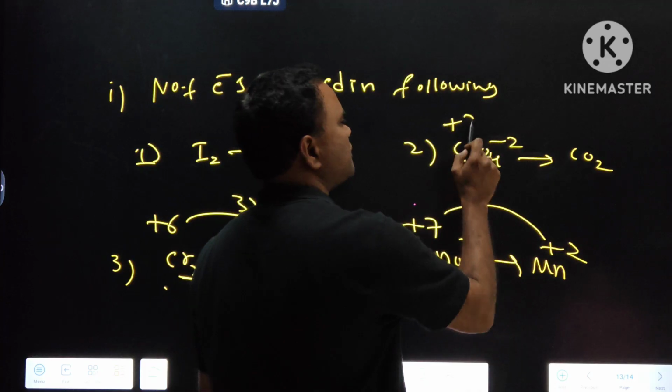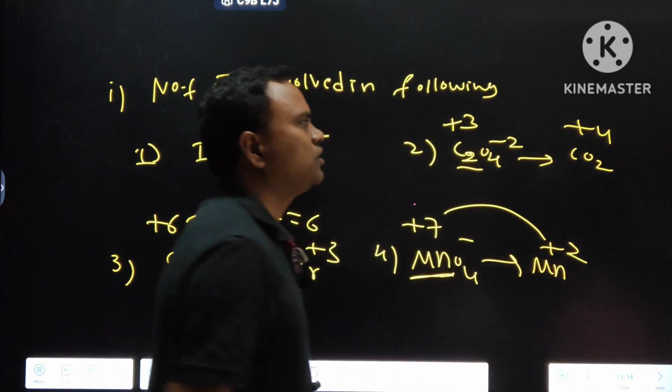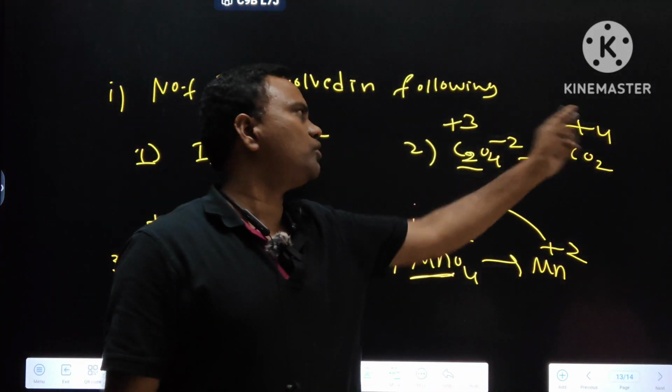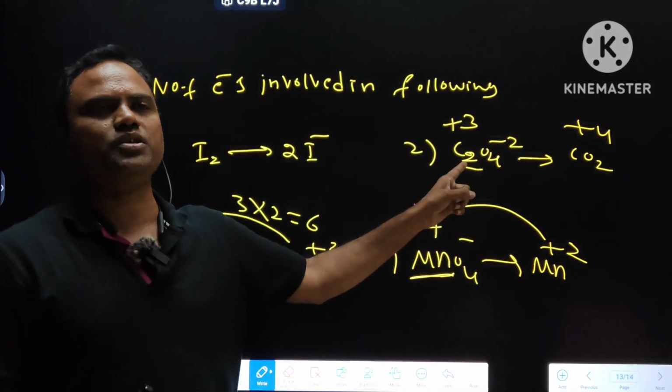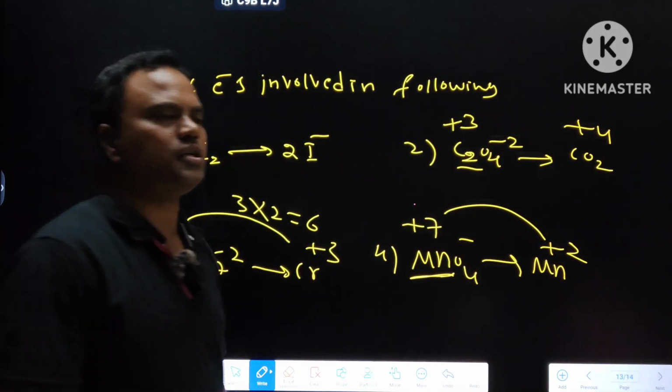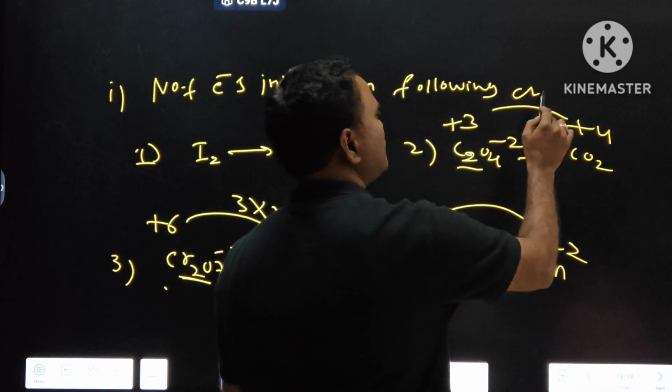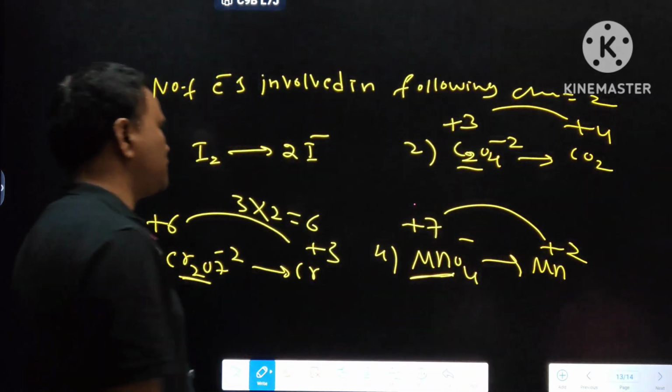Oxidation state is +3. Here +4. Higher minus lower. 4 minus 3, 1. But subscript is 2. So change in the oxidation state is 2. Change is equal to 2. Here change is equal to 6.